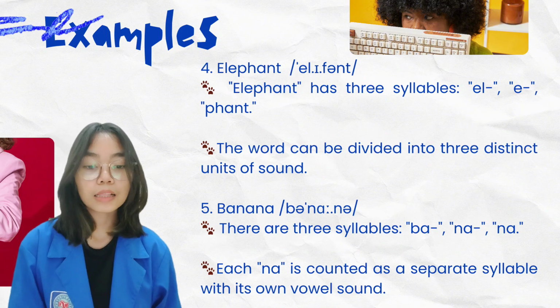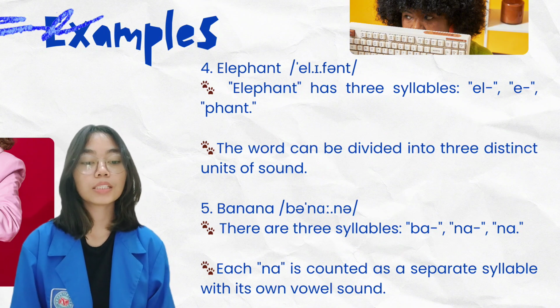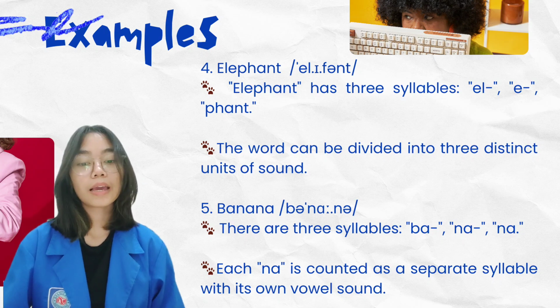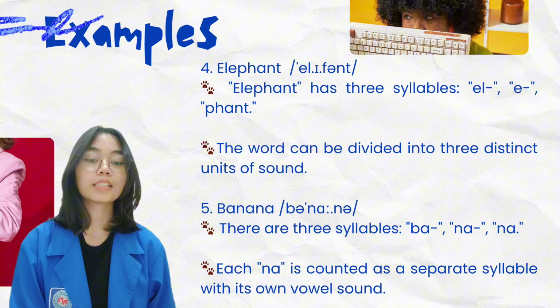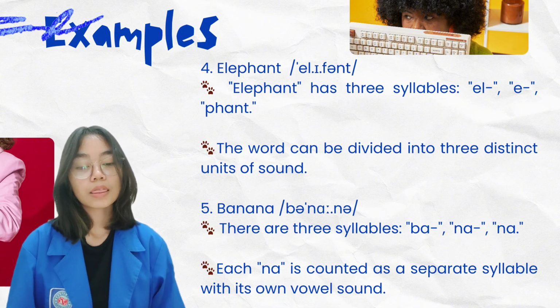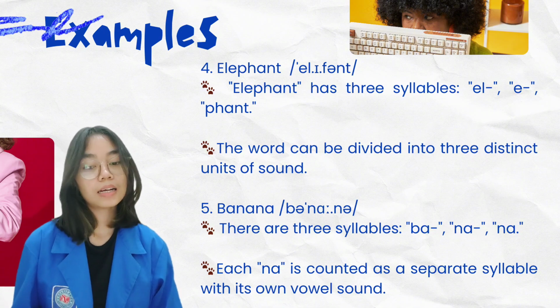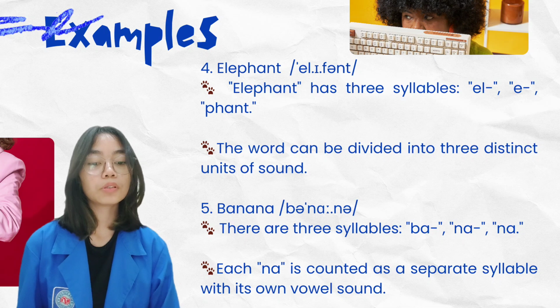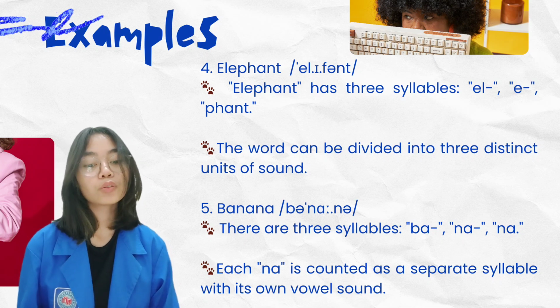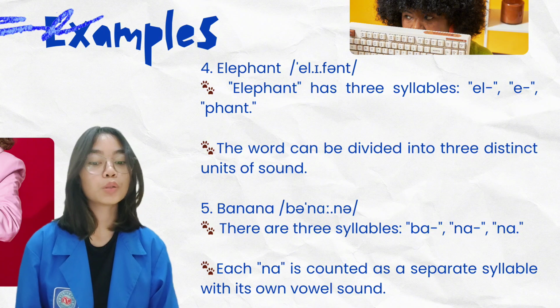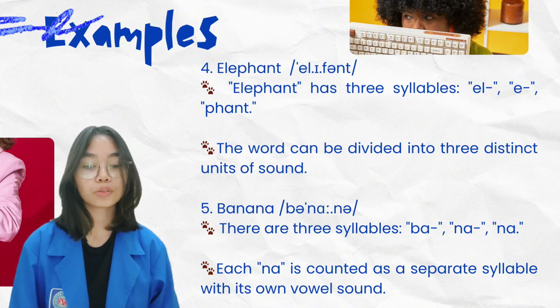Next, elephant. Elephant has 3 syllables, el, e, phant. The word can be divided into 3 distinct units of sound. Number 5, banana. There are 3 syllables, ba, na, na. Each na is counted as a separate syllable with its own vowel sound.